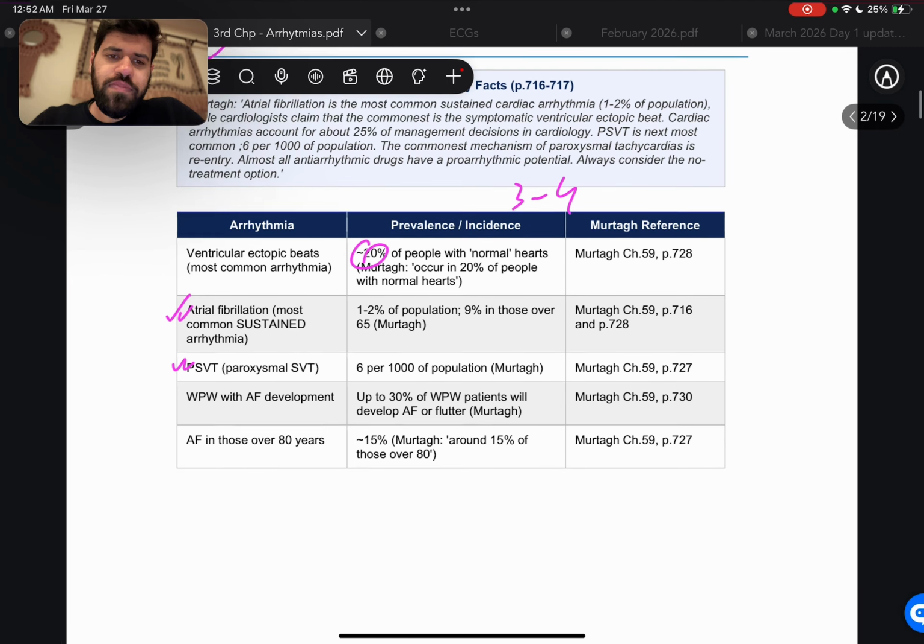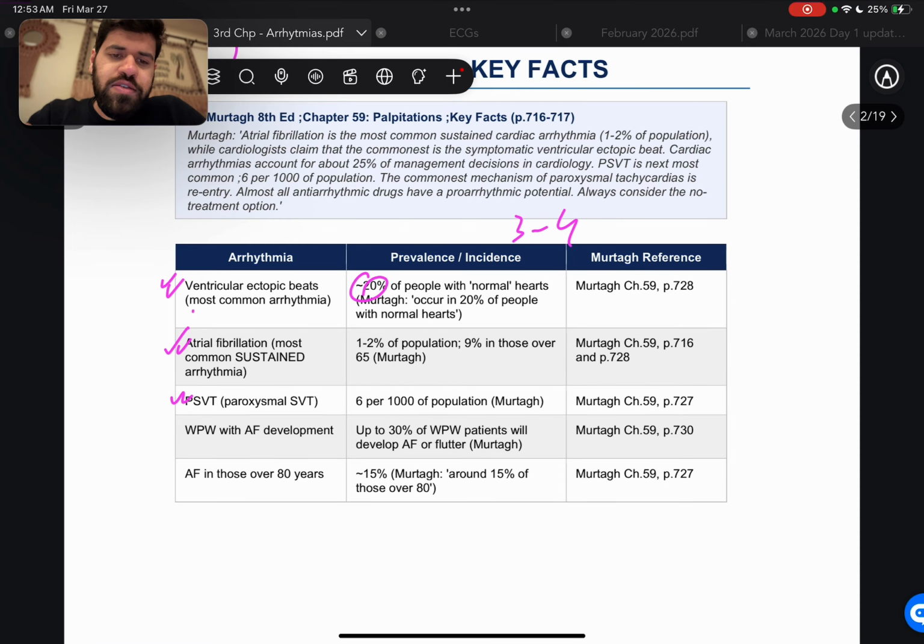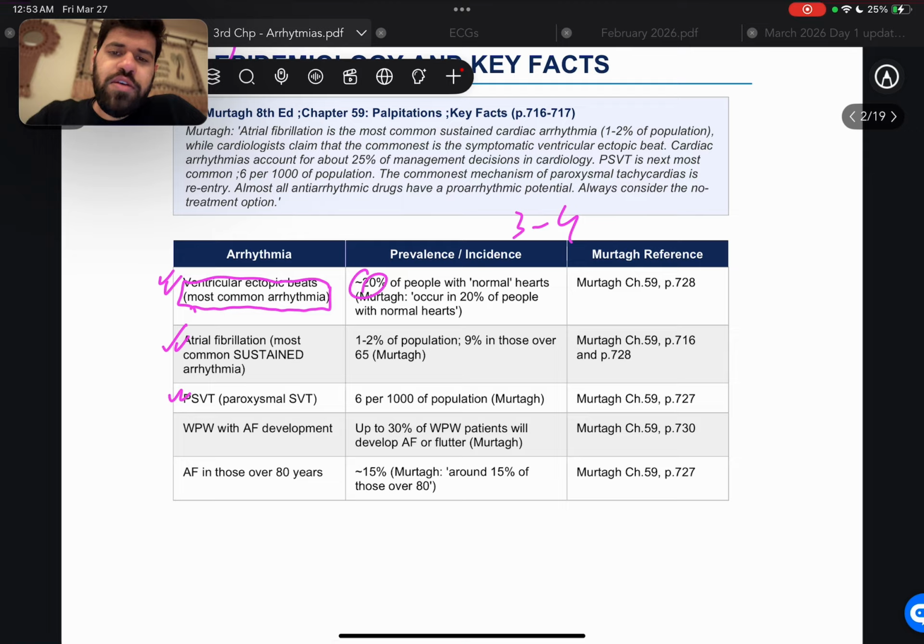So to start off, we have ventricular ectopic beats. This is the most common arrhythmia. Sometimes it's physiological, sometimes it's non-pathological, especially in young children and athletes. It's more commonly seen in them, but it's not problematic most of the time. It occurs in 20% of people with normal hearts.